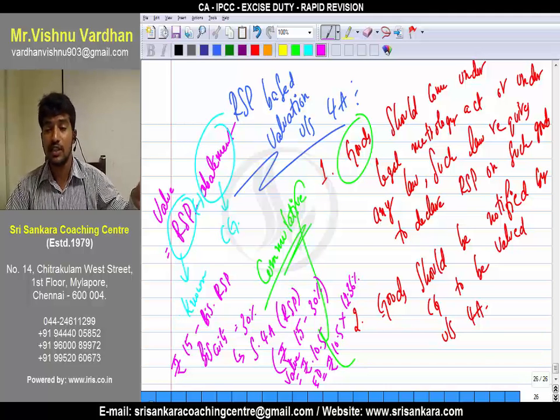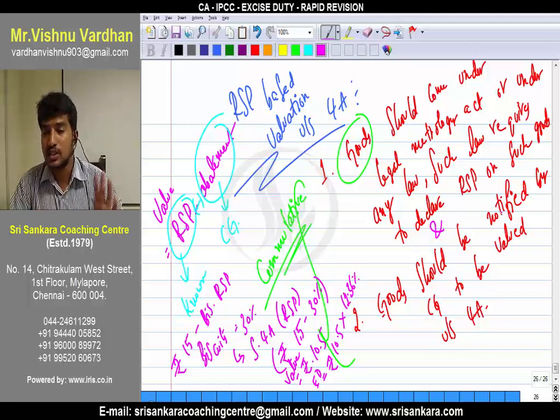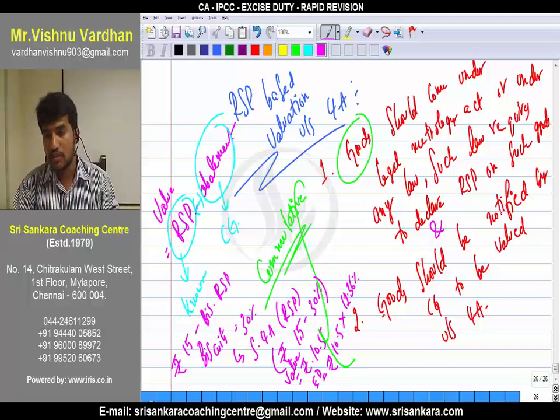If any good should come under RSP valuation, the good should be covered under the Legal Metrology Act or any other law which requires RSP to be declared on such goods, and the goods should be notified by the central government to be covered under RSP valuation, that is section 4A. In such case, what will be the value? If both the conditions are satisfied, then the value shall be RSP minus abatement declared by the government. If there is no abatement, no problem, RSP will be the value.